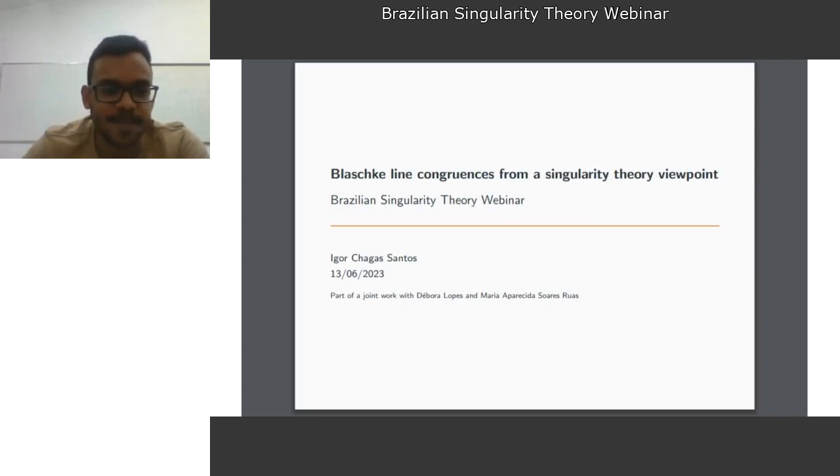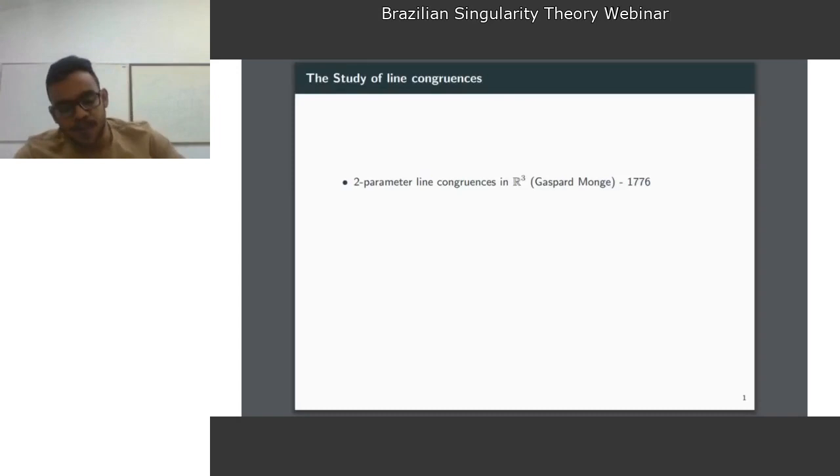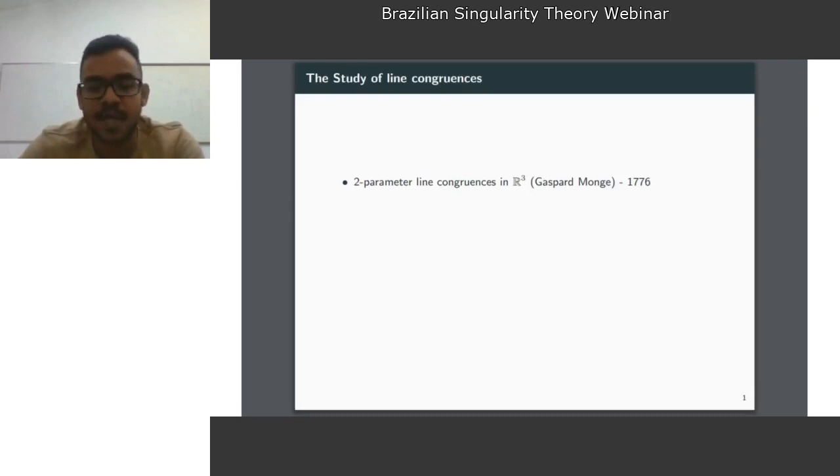Okay, so in a brief introduction. The study of two-parameter line congruence in R3 started with Gaspar Monge around 1776. Monge was one of the first authors to discuss this kind of object. He discussed some properties and also some results, but without proof. And after Monge, around 1859, the mathematician Ernest Kummer was the first to deal with a general theory for line congruence, the theory now known as Kummer's theory for line congruence.